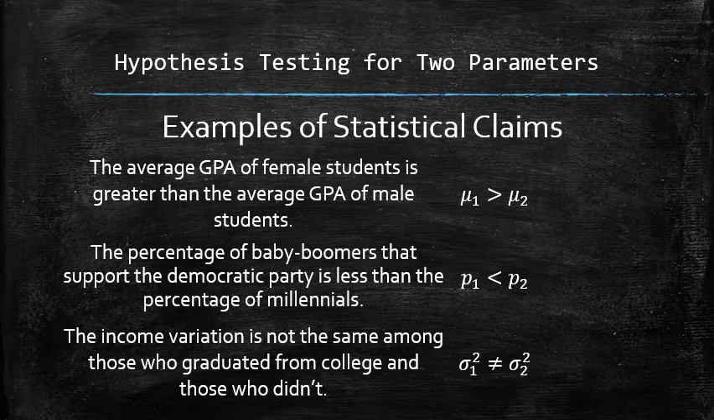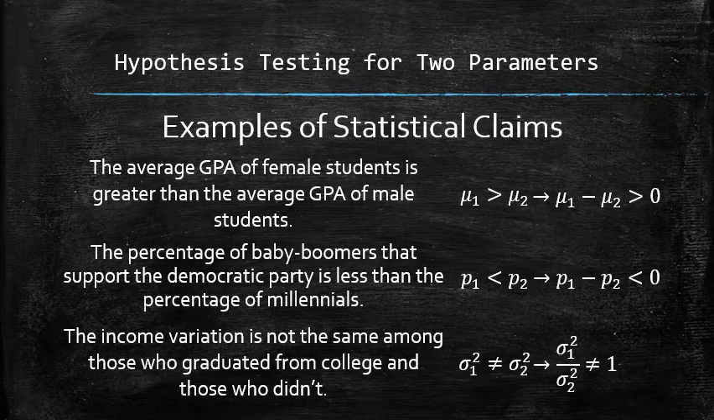Saying that mu1 is greater than mu2 is the same as saying that mu1 minus mu2 is positive. Saying that p1 is less than p2 is the same as saying that p1 minus p2 is negative. By writing it as a difference, we can now take advantage of the fact that the difference of two normal distributions is also normal.